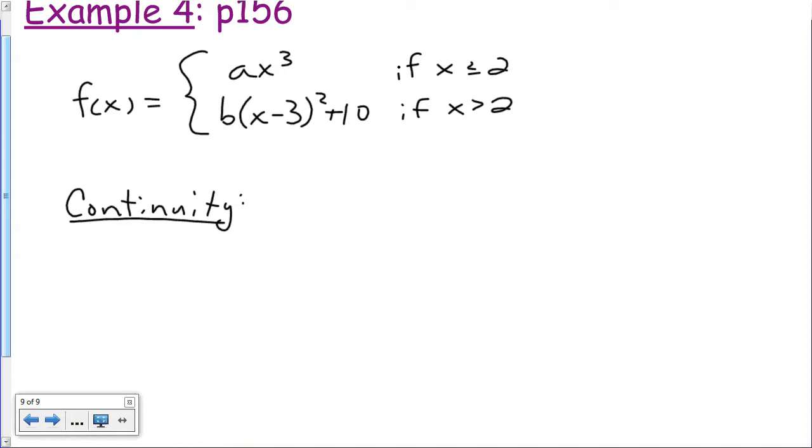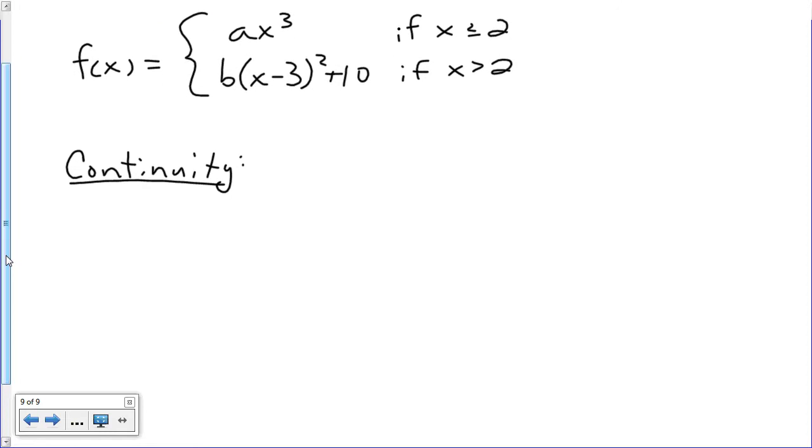And again, if you go back to how we did these problems back in chapter 2, the function is going to exist at x equals 2. When I plug in 2, it says plug in 2 into the ax cubed part. I don't know what a is, but when I multiply a times 2 cubed, I'm going to get some number.